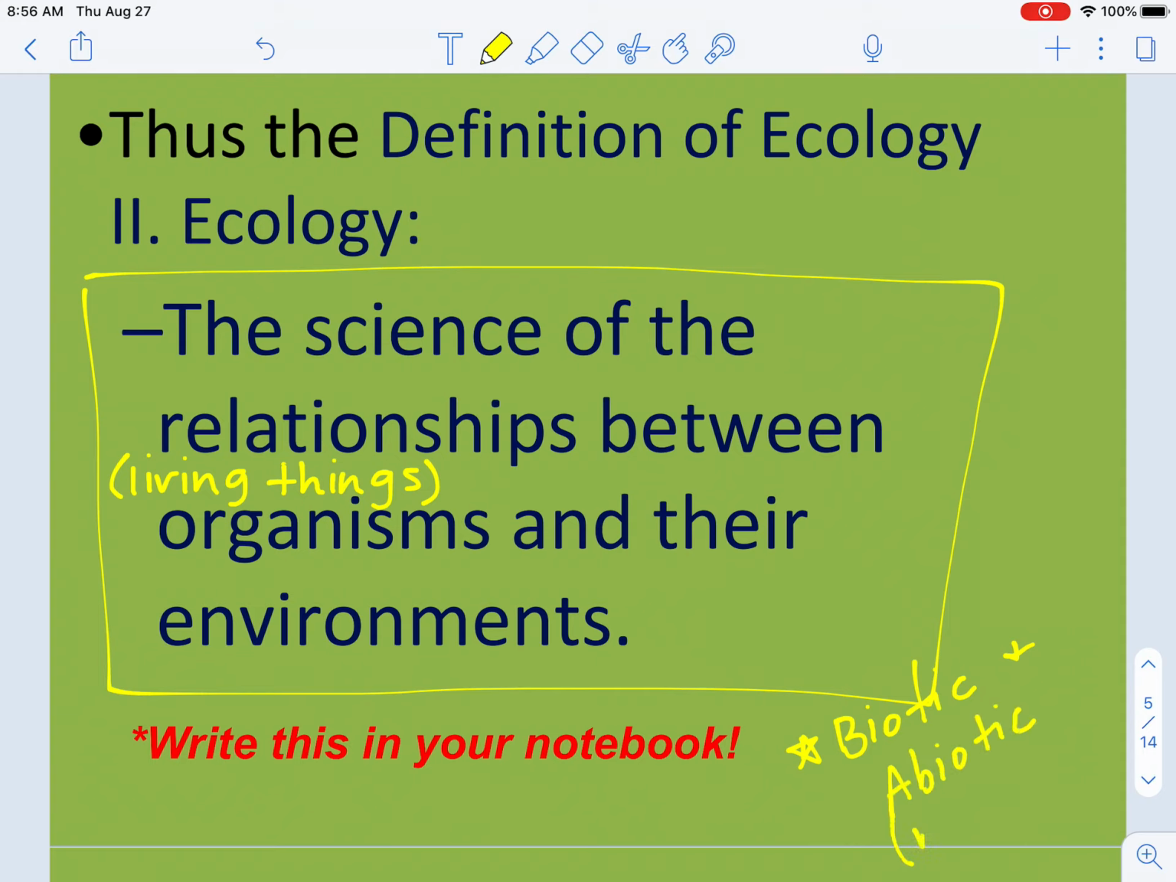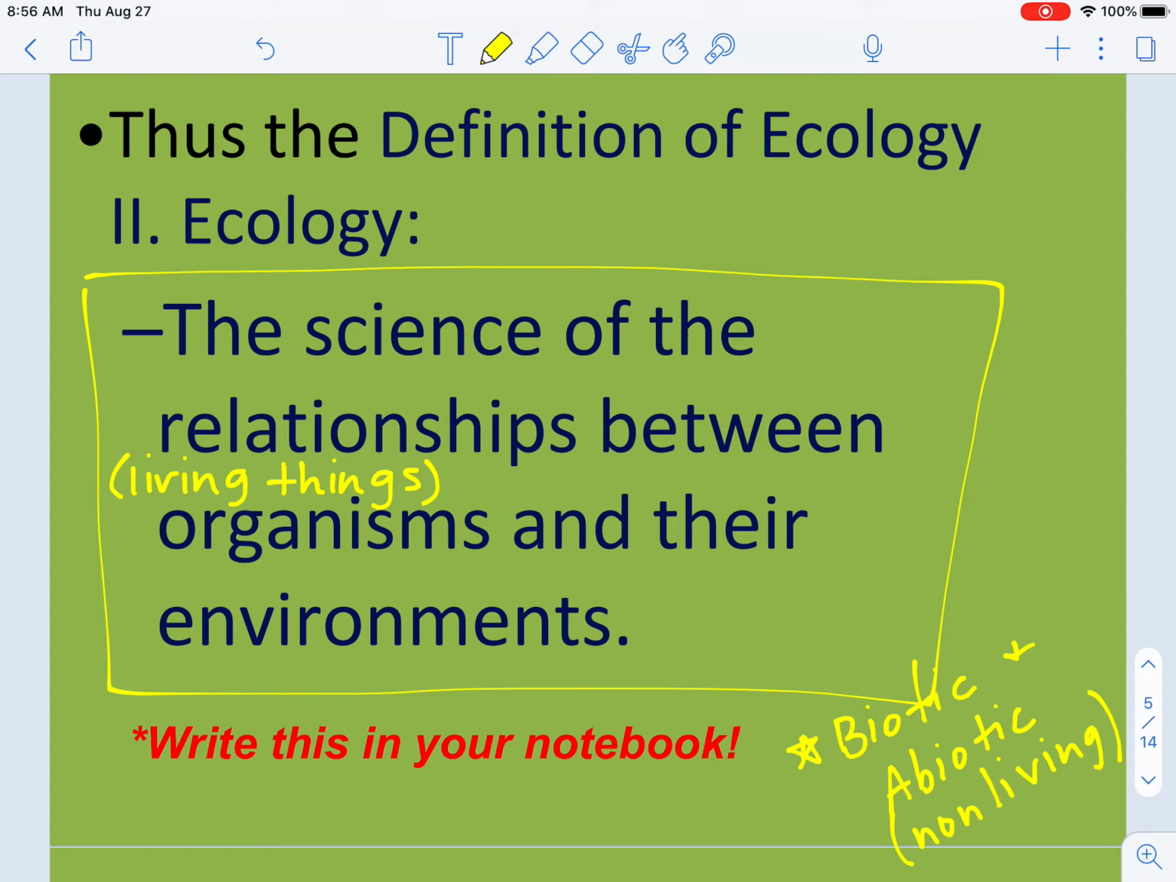That's non-living. So what I mean by that is the rocks and the water and the air and the things in an environment that aren't alive, however, that help the living things completely survive.